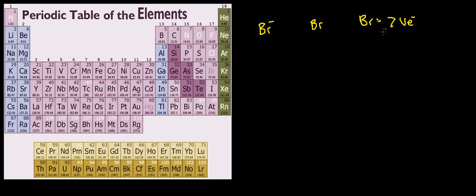And it has 1 additional electron because of the ion. And all I'm really doing is just drawing around the outside the electrons. Just like that. And this would be the Lewis structure for a bromine ion.